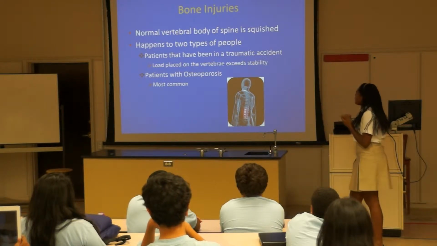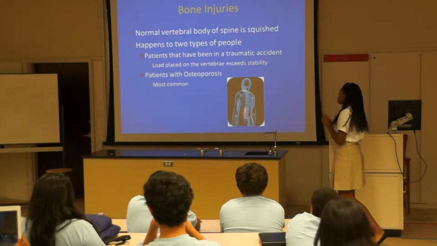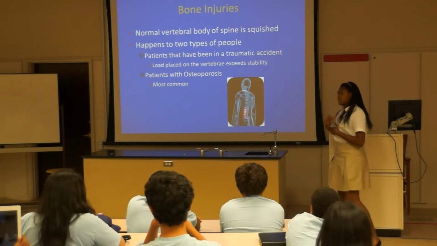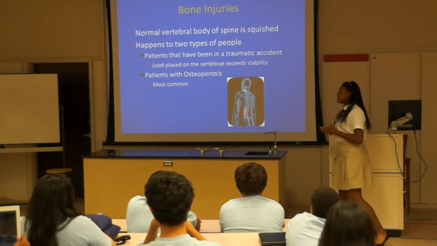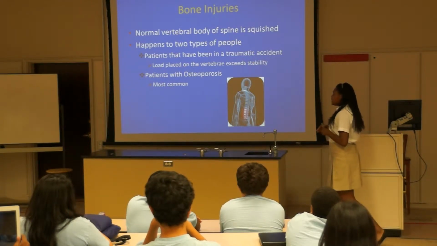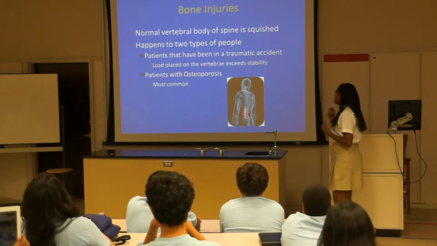So some background on bone injuries: it's when the vertebrae of the body is squished. There are two types of people that get bone injuries. There are patients that have been in a traumatic accident, like a car accident, or they've been squished by, say, a bookcase that fell on you. And the pressure that's placed onto the vertebrae, if it exceeds its stability, then the vertebrae will crush or crumble, and it will lead to back injury.